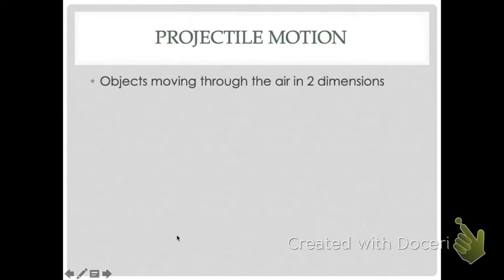We're going to start talking about projectile motion. What did I tell you projectile motion is? It's an arc, right? It's moving through the air in two dimensions. So objects that are moving both horizontally and vertically. Up until now, we've really only worked with objects that go straight up and down, or straight side to side, right? And so now we're combining both of those things.